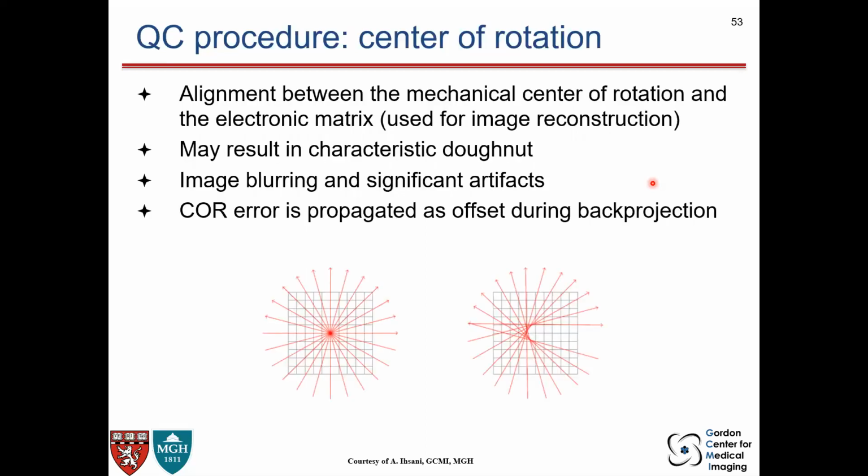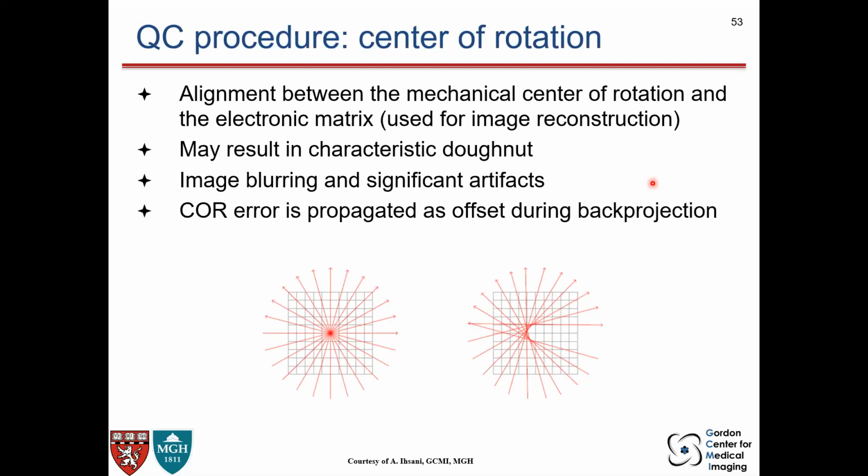Then there is a center of rotation procedure that has to be done. This is more relevant for the dual gamma camera, because in the stationary designs, the cardiac SPECT systems that I showed you, they're not moving, so the center of rotation doesn't mean anything there.